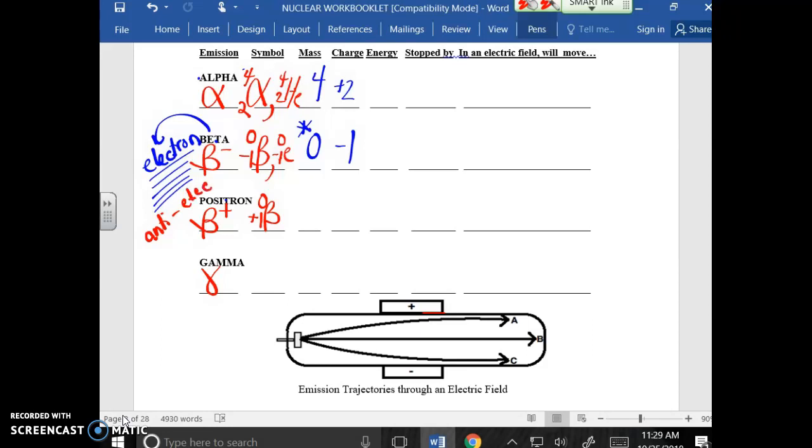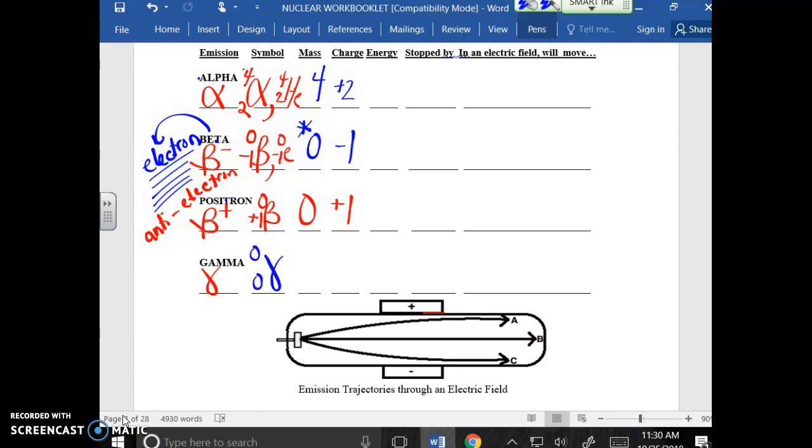Anti-electrons, when they meet electrons, will destroy the electrons and themselves be destroyed in an explosion, in a burst of energy. It's very interesting. Positrons, mass of 0, charge of positive 1. Now, gamma rays are notated with this Greek gamma, a top number of 0 and a bottom number.